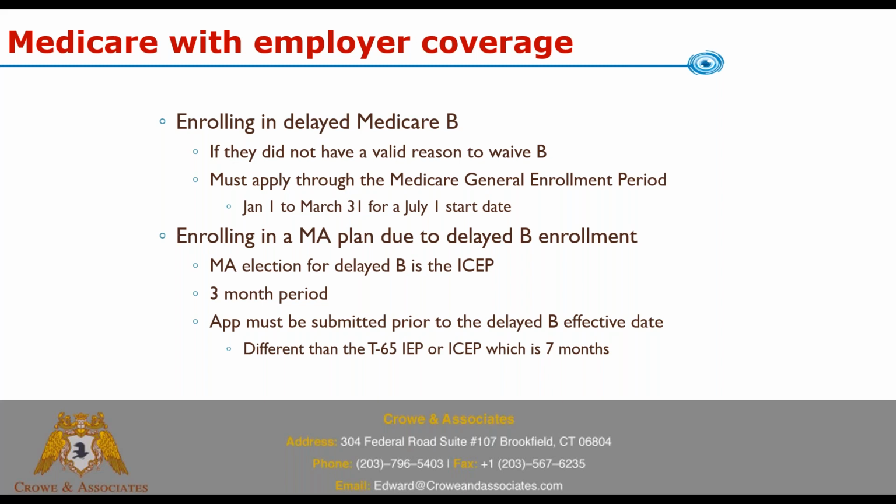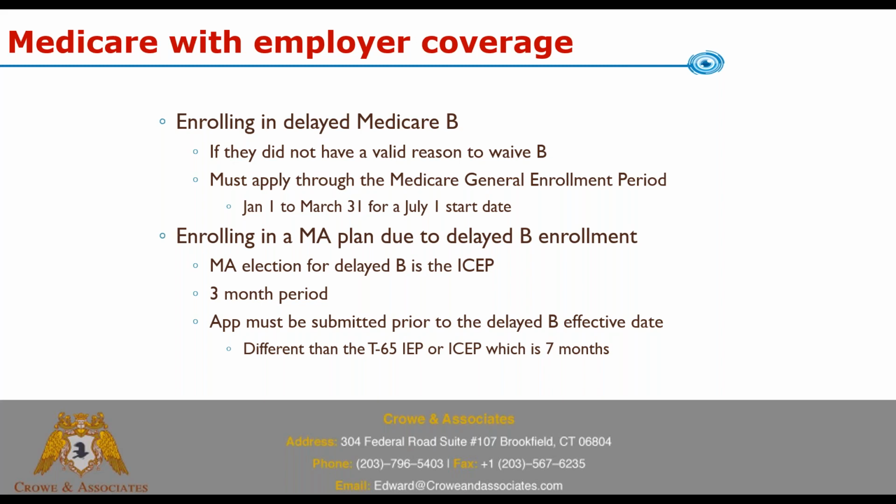They didn't have the criteria to validly waive B. They lost coverage, and it's the month of May. They're going to have to wait until January to apply, and they're not going to get it until July of the following year. So it can create a big problem for people when they're delaying B without a valid reason to do so.